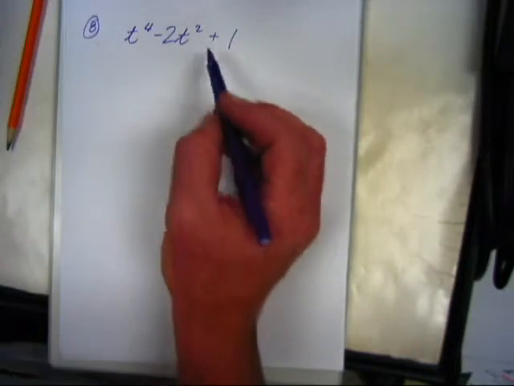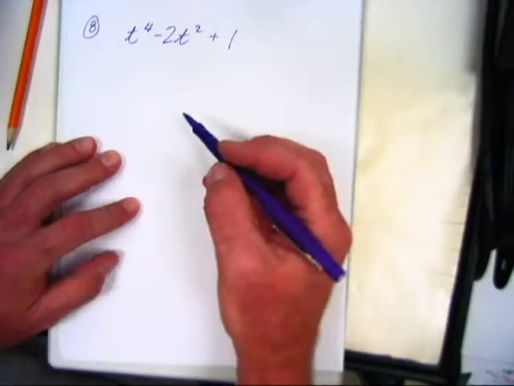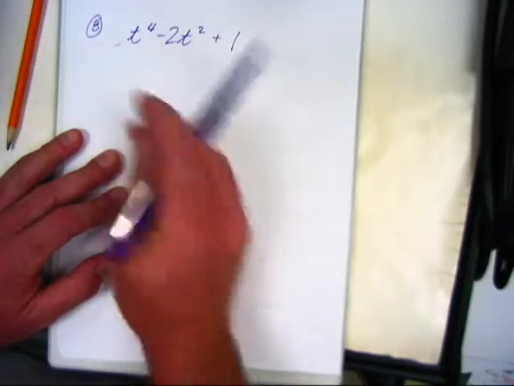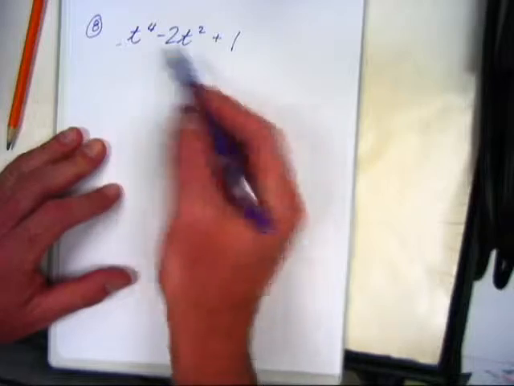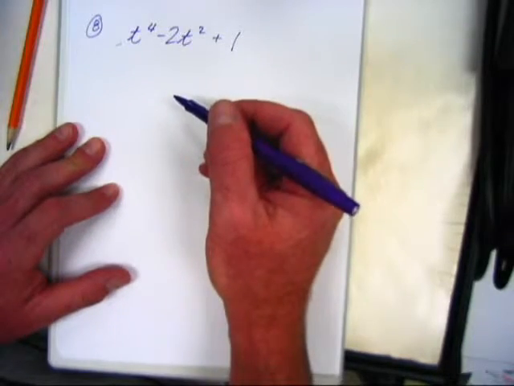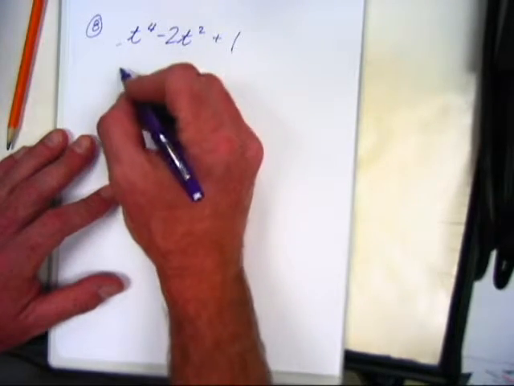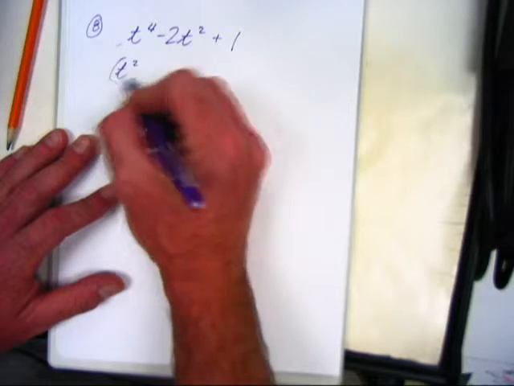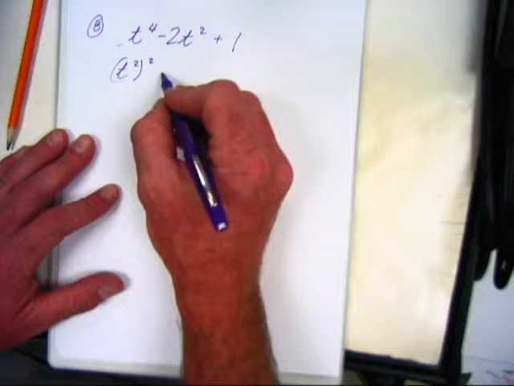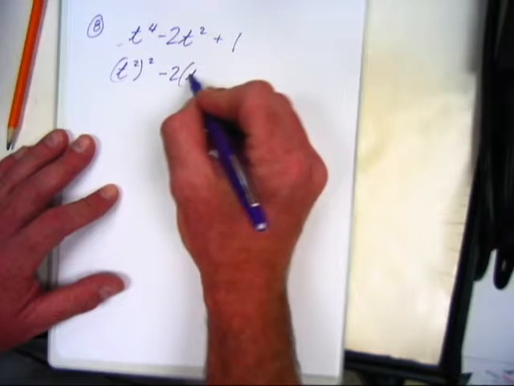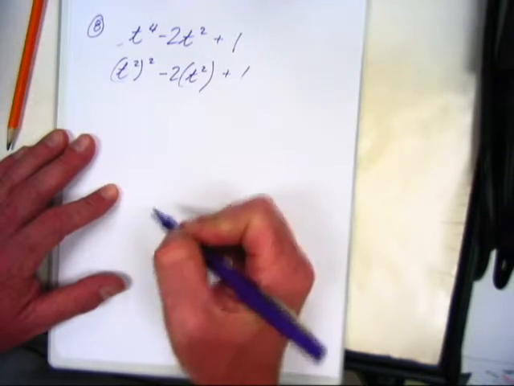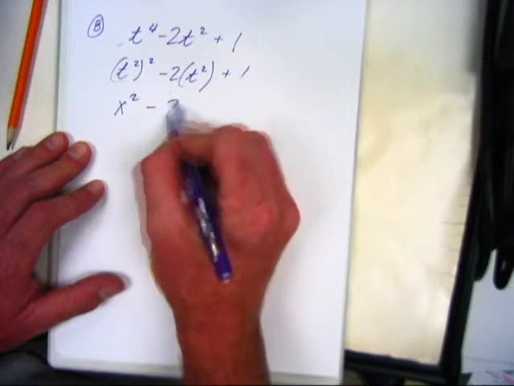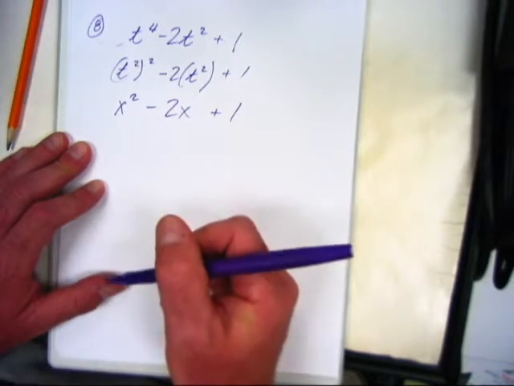Okay, number 8 now. We have a trinomial again. I don't see a coefficient here, so we can use CAT certified, but I'm going to rewrite this another way just so it looks a little bit easier maybe. If I write this t squared minus 2t squared plus 1, that looks a lot like x squared minus 2x plus 1, right?